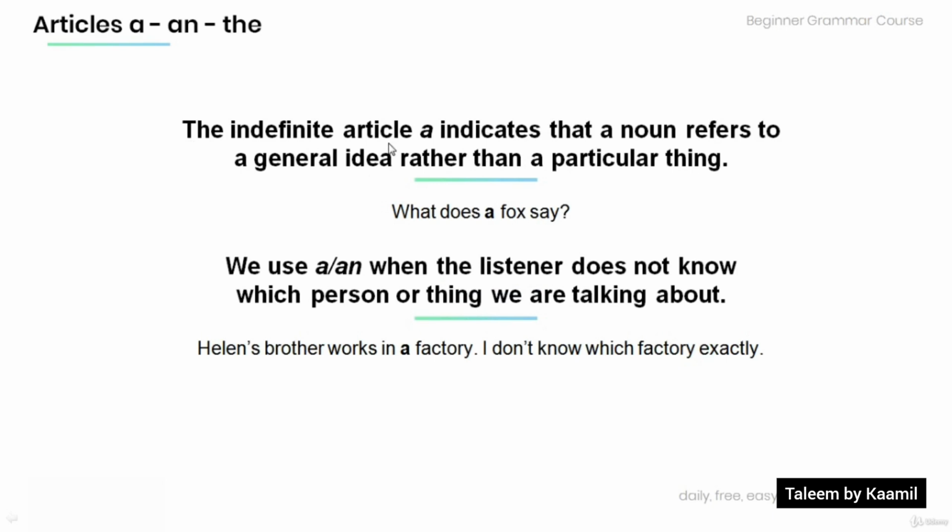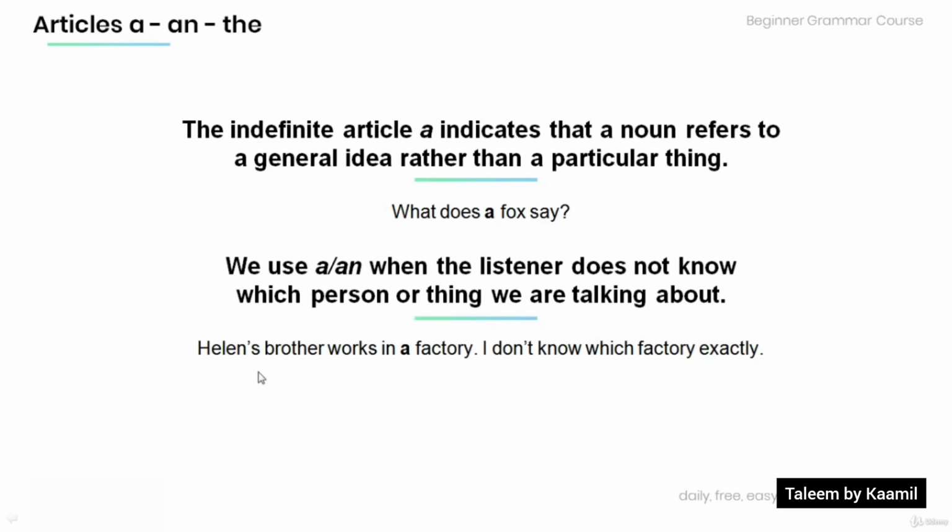Note that the indefinite article a indicates that a noun refers to a general idea rather than a particular thing. Have a look at the following sentence. What does a fox say? The article a defines the noun fox, which is general. And we use an or a when the listener does not know which person or thing we are talking about.